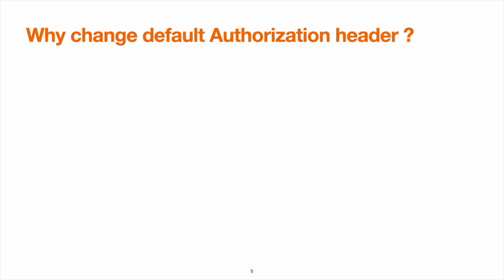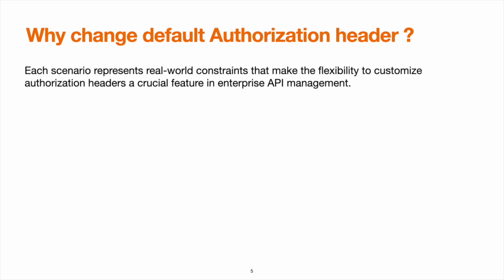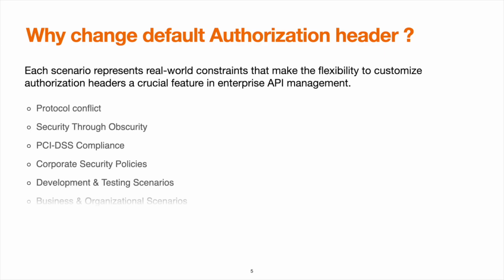So why change the authorization header? There are several requirements that raise the need for this feature in modern API management systems, and WSO2 API Manager has native support for it. Each scenario represents real-world constraints that make the flexibility to customize the authorization header a crucial feature in enterprise API management. Below are some of the reasons for changing the default authorization header.